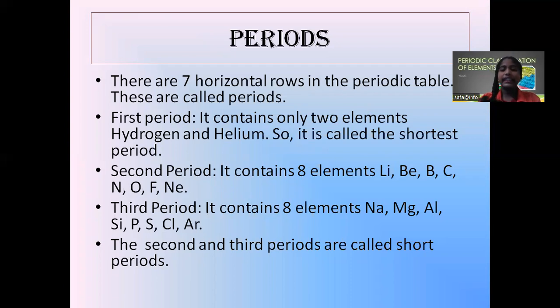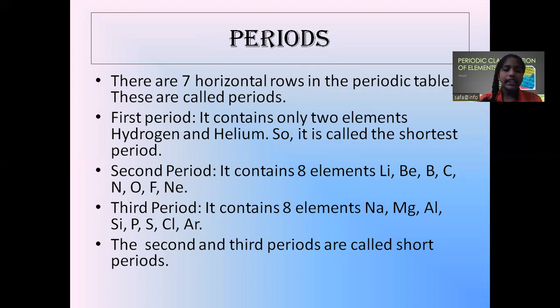The second period contains 8 elements: lithium, beryllium, boron, carbon, nitrogen, oxygen, fluorine, neon. In the third period, it also contains 8 elements: sodium, magnesium, aluminium, silicon, phosphorus, sulfur, argon. The second and the third periods are called short periods.